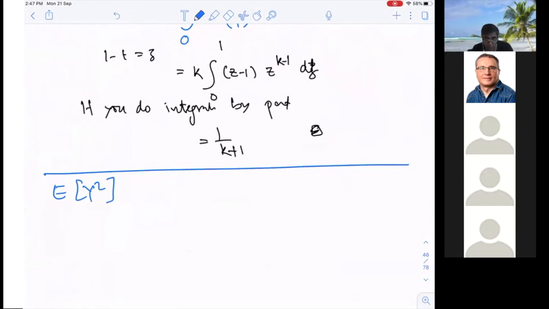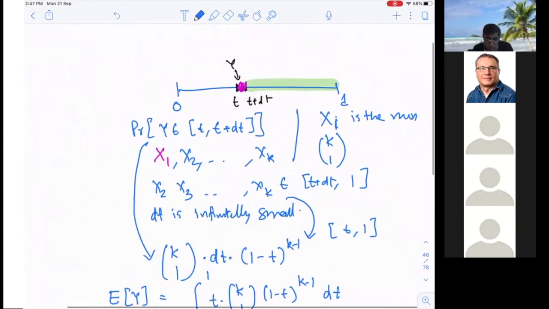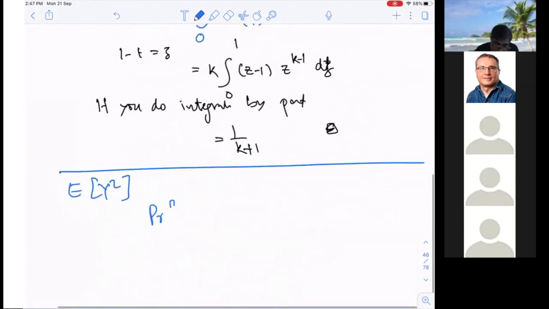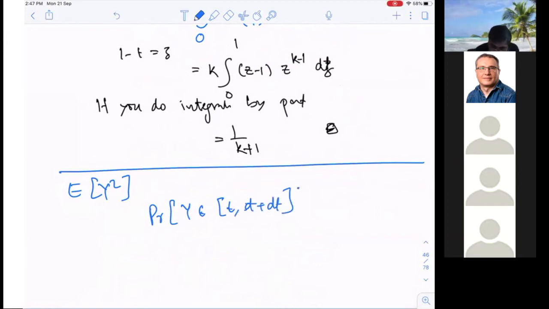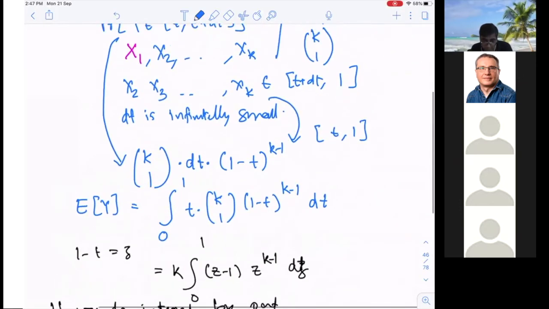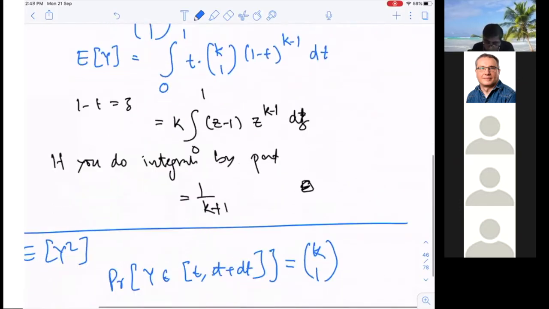Look, we know the distribution, we know the density function of the probability of y belonging to [t, t + dt]. This we know, right? We showed this is equal to k times (1 - t)^(k-1) dt, right?